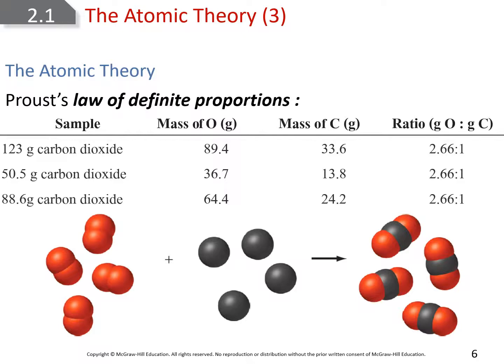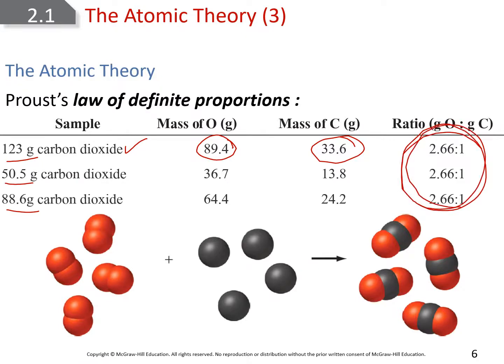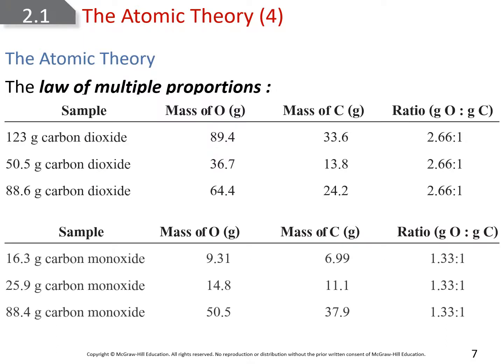Based on the law of definite proportions, all this means is, depending on what I have, be it carbon dioxide, 123 grams of it, the mass of oxygen and the mass of carbon will change depending on how much I have, but the ratio always stays the same. Law of multiple proportions, same kind of concept here, where again, we have different stuff going on, but we maintain the same ratio.